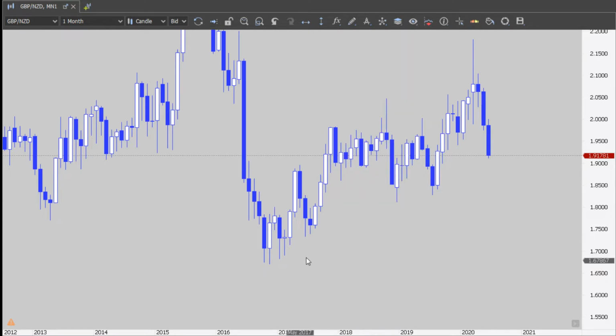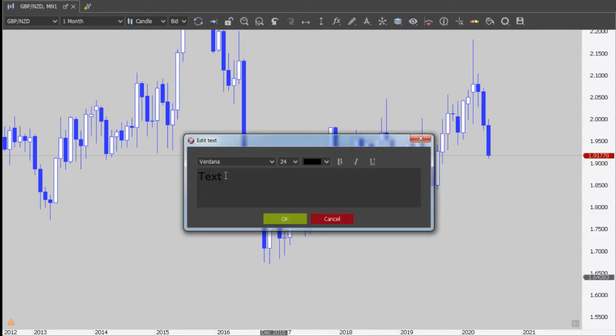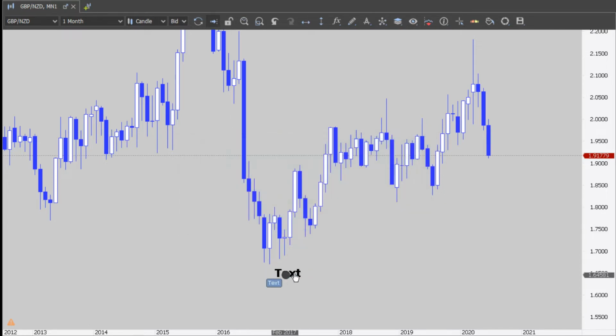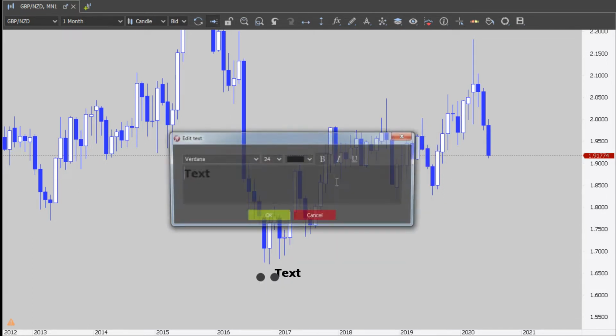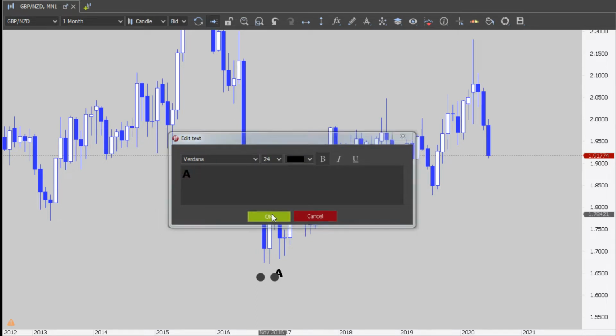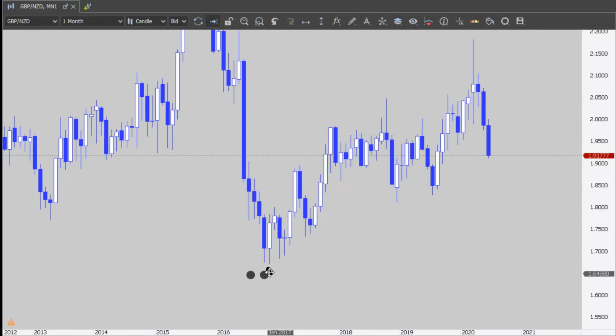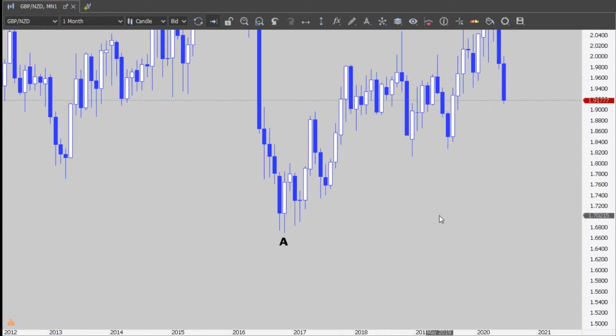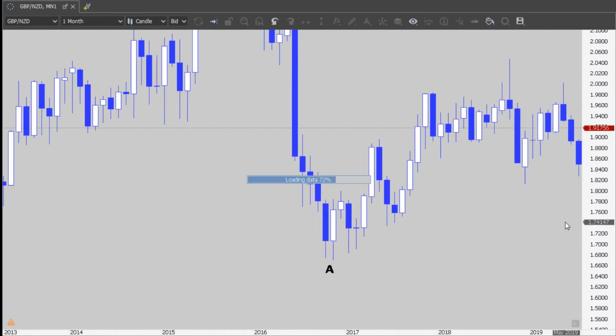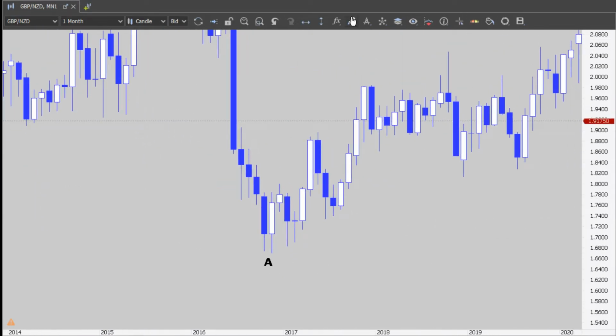Now we learned what is the A, what is the B, what is the C. What is the A? The A is the starting point, it's the lowest low, it's the absolute low. So this is going to be the A. There you go. GBP NZD monthly chart, where is the B?